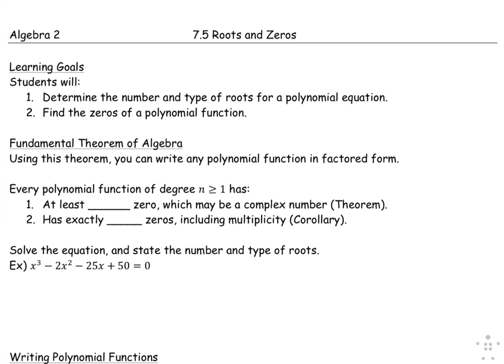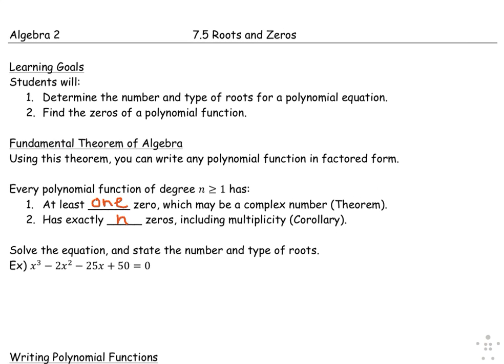This video is for section 7.5, Roots and Zeros. We start off with the fundamental theorem of algebra, or FTOA, and it starts out with the basic premise that you have at least one zero. So you have the existence of a solution, and then specifically it has n zeros, including multiplicity.